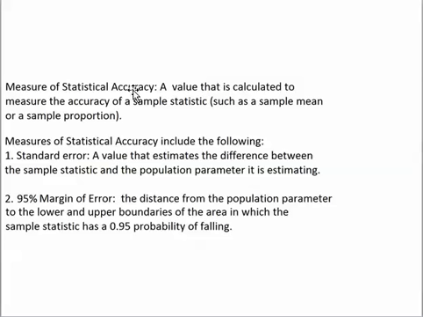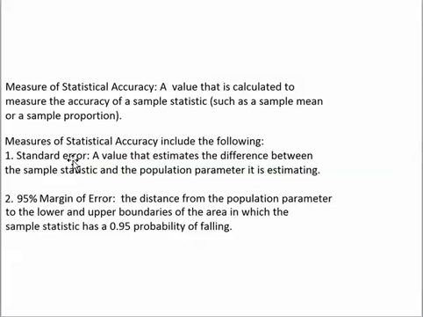A measure of statistical accuracy is a value that a researcher calculates to measure the accuracy of a sample statistic that he or she has calculated. When a researcher calculates a sample statistic, like a sample mean or a sample proportion, to estimate an unknown population statistic, the researcher will want to get an idea of how accurate the sample statistic is likely to be. The researcher will want to get an idea of how close the sample statistic is to the unknown population statistic that he or she is trying to estimate. If the researcher calculates the measure of statistical accuracy, it will give the researcher an idea of how accurate the sample statistic is likely to be.